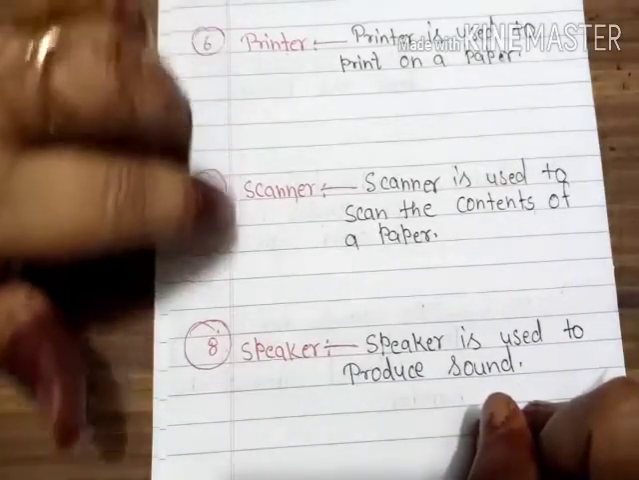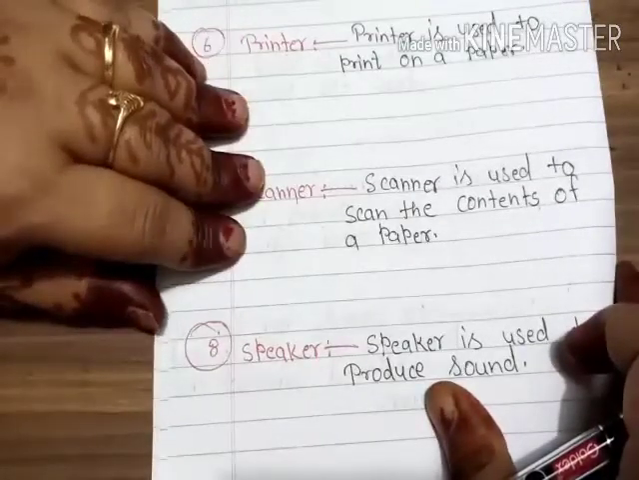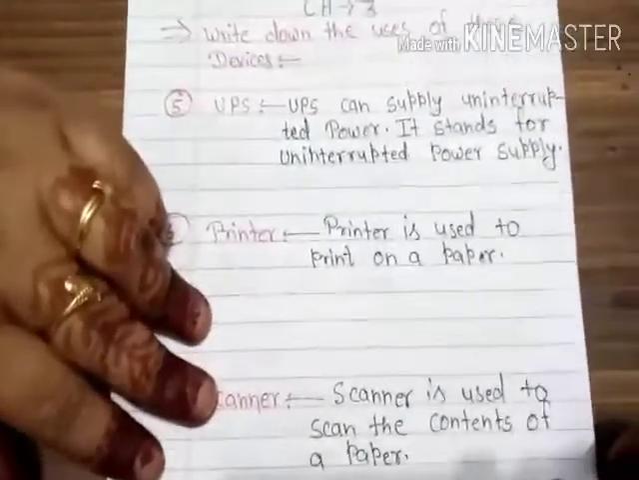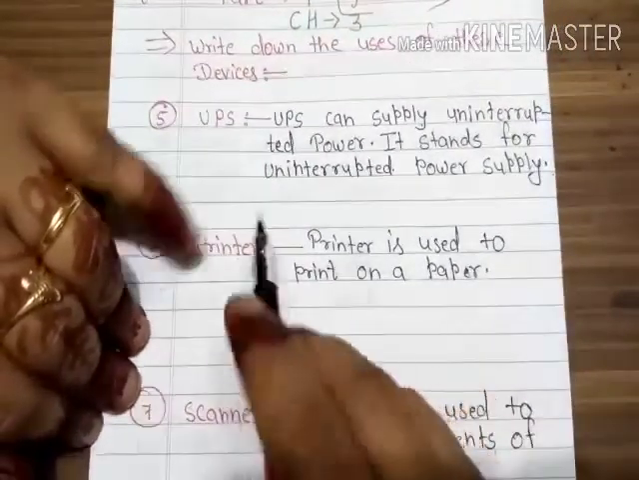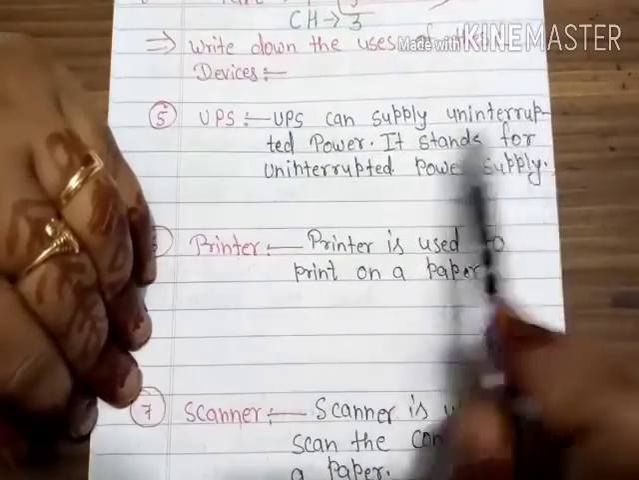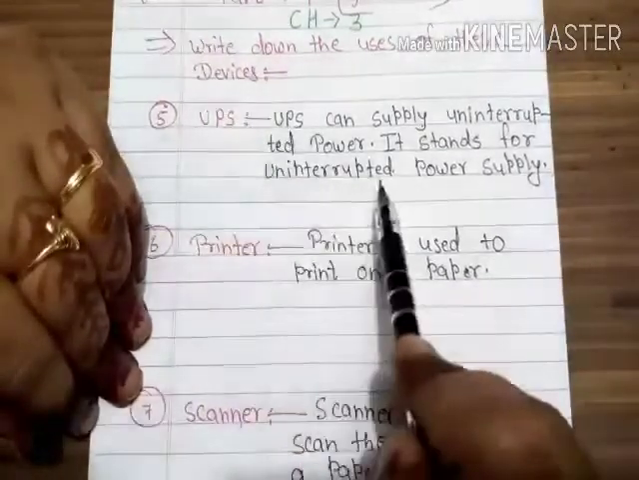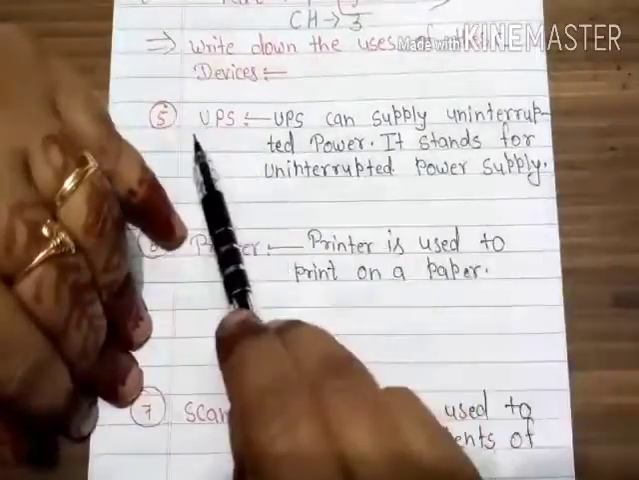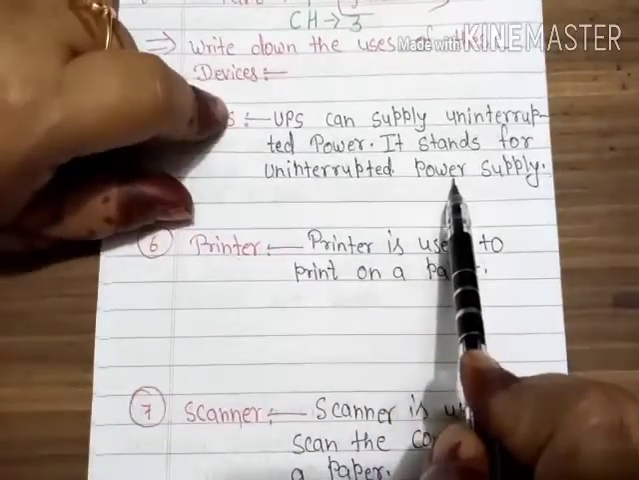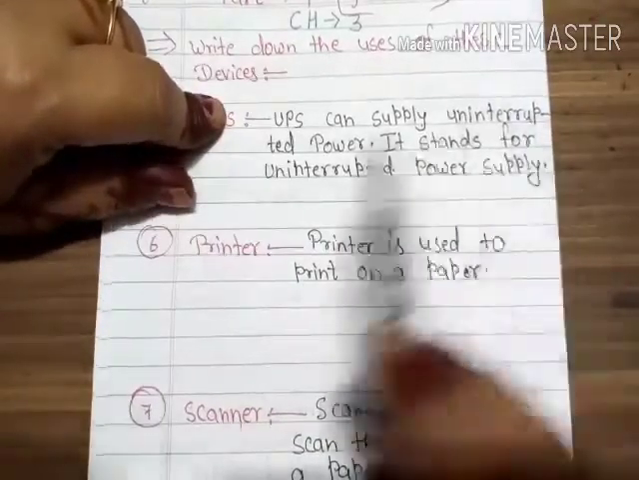So these are some extra question answers which I have given you. You have to learn them for your exam. Once again I am going to repeat whatever I have given today. First one is UPS. UPS can supply uninterrupted power. It stands for uninterrupted power supply. U for uninterrupted, P for power, and S for supply.